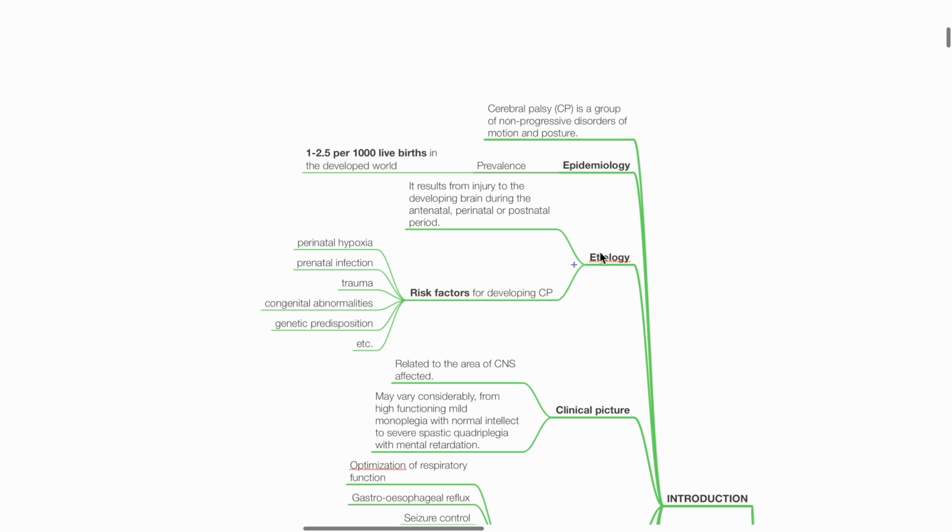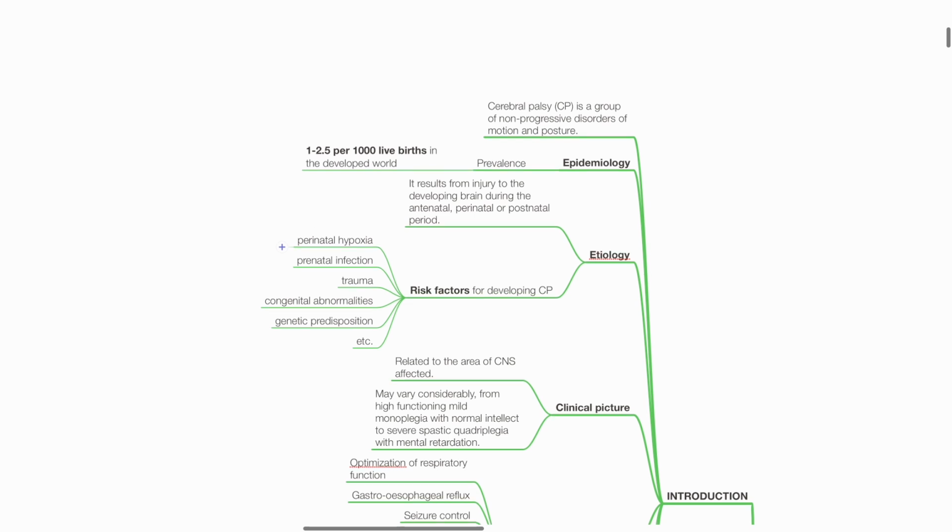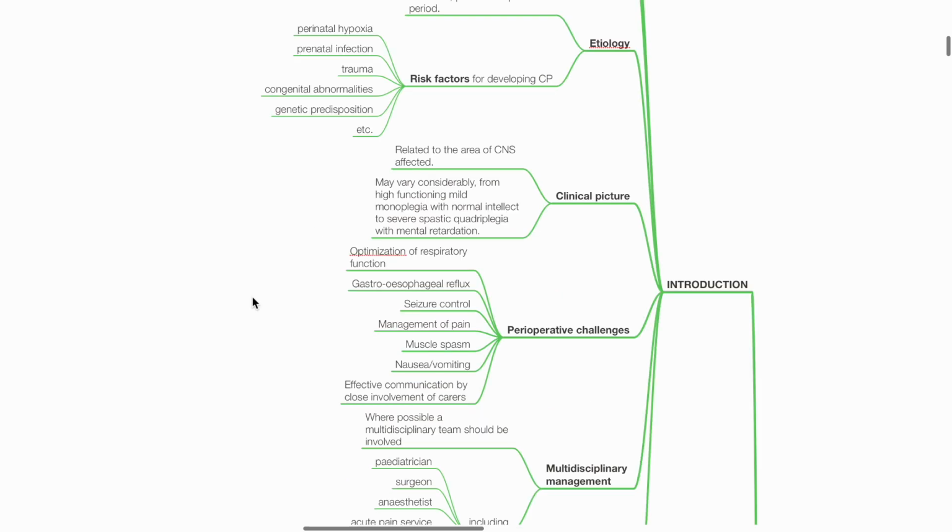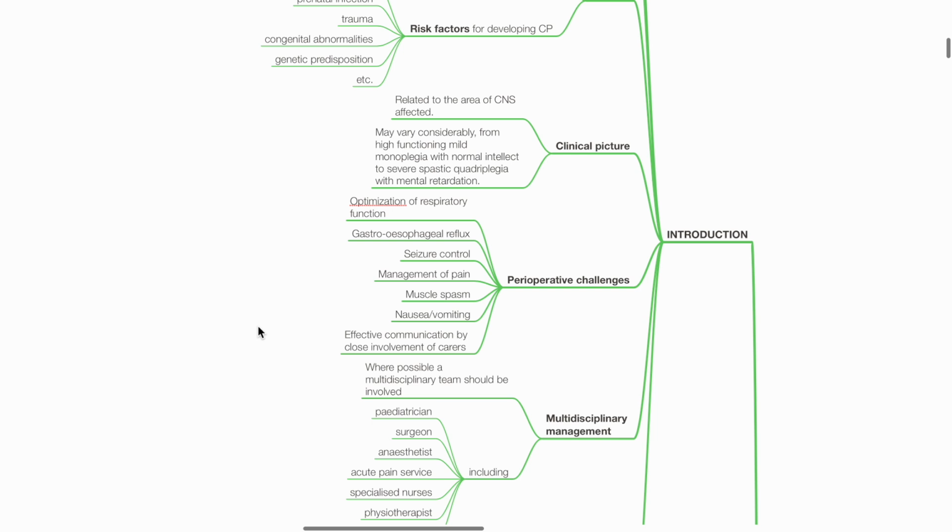Introduction. Cerebral palsy is a group of non-progressive disorders of motion and posture with a prevalence of 1 to 2.5 per 1,000 live births in the developed world. It results from injury to the developing brain during antenatal, perinatal, or postnatal period. Clinical picture is related to the area of CNS affected. Perioperative challenges include optimization of respiratory function, GE reflux, seizure control, management of pain, muscle spasm, nausea, vomiting, and effective communication.